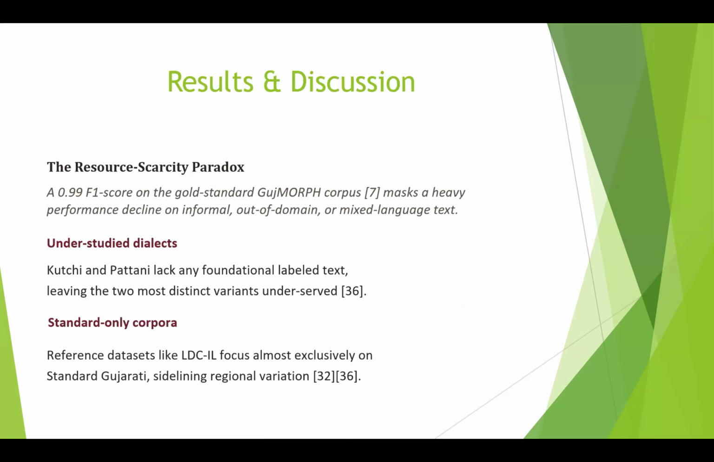So even with these strong results, the resource scarcity paradox runs throughout the field. That 0.99 F1 score on GujMov is a gold standard number. Performance drops noticeably on informal or out of domain text. So two gaps stand out here. First, understudied dialects, that is Kutchi and Patni, and others also, Charotari, Kathiawadi, and all. They lack any foundational labeled text, leaving the two most distinct varieties unsupported. Second, we have standard only corpora, from reference datasets like LDCIL, which focus almost exclusively on standard Gujarati, sidelining regional variations from the start.